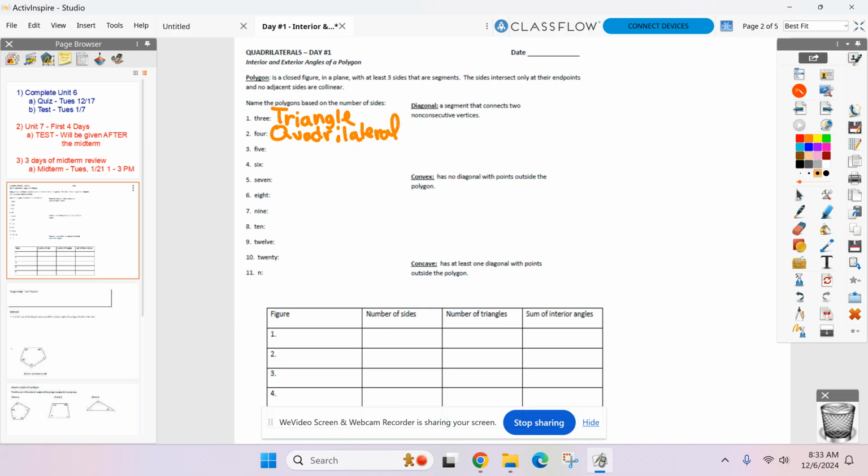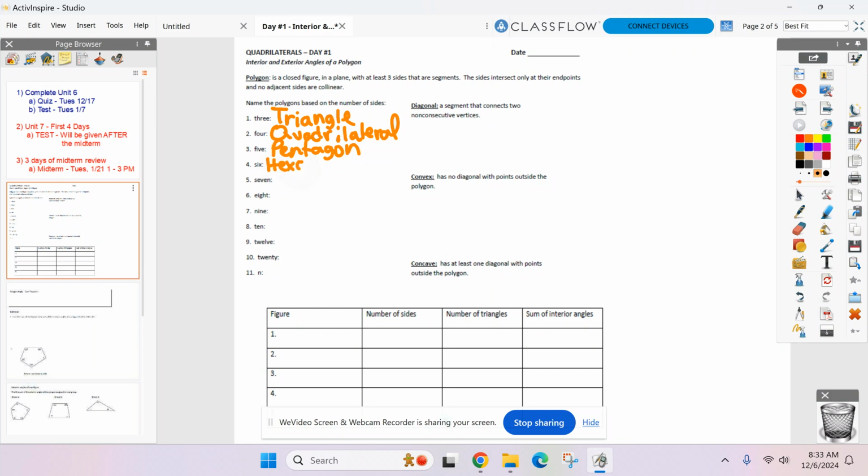All right, time for you to show off. A polygon with 5 sides is called a pentagon. Let's show off, guys. Let's go. Pentagon. It's got 6 sides. Hexagon.